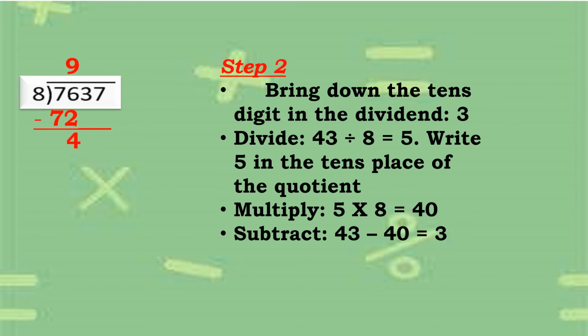Now, let's move to step number 2. Bring down the tens digit in the dividend, which is 3. Division, 43 divided by 8 is equal to 5. Then write 5 in the tens place of the quotient. Next is multiplication. 5 times 8 is equal to 40. Then subtraction. 43 minus 40 is equal to 3.